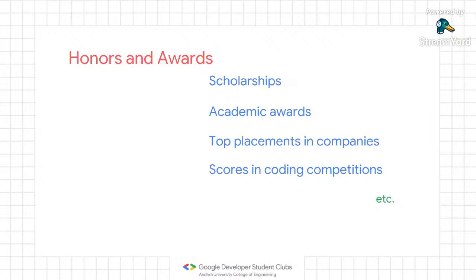Moving on, honors and awards. So here you can talk about the scholarships that you've won and your academic awards, or be it if you're a gold medalist at your university, you can write that. And if you won something, or if you're a topper in your class, you can mention all of those here. And if you've been placed into any companies, or your rankings in company tests or something like that, you can mention all of those under the honors and awards section.